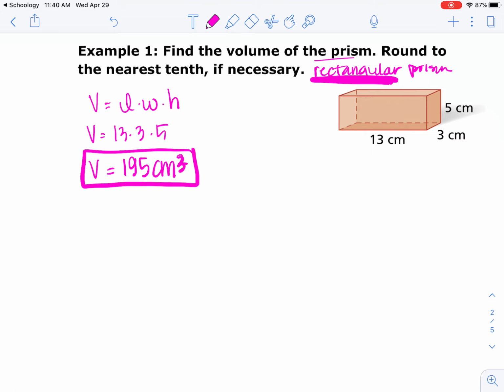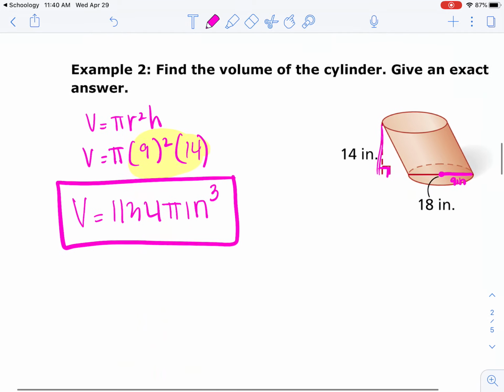So right here, I already realized I made a mistake. I'm going to go back and fix it. This is volume, so it's cubic centimeters.